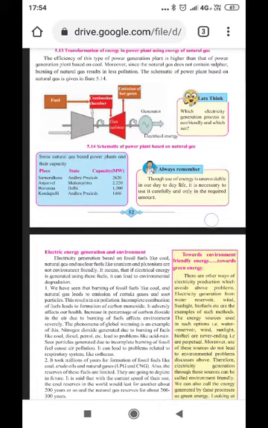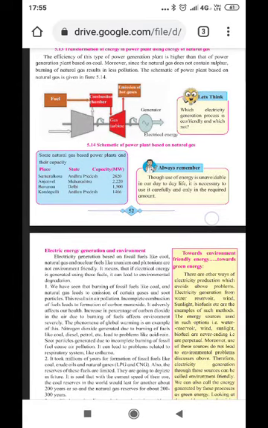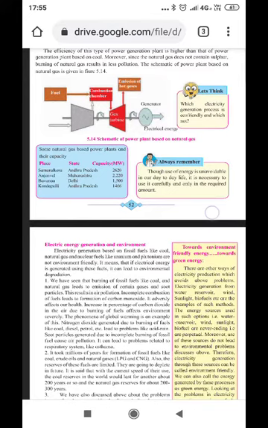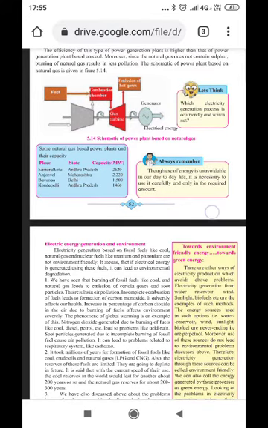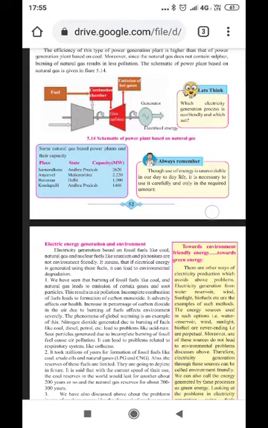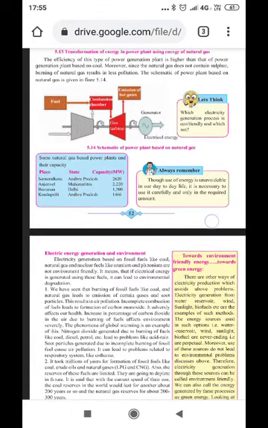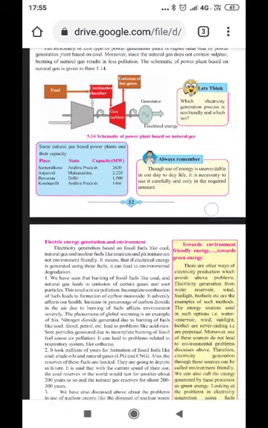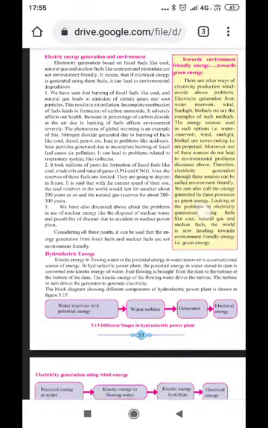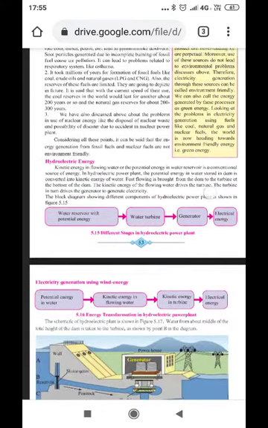Moreover, since natural gas does not contain sulfur, the burning of natural gas results in less pollution. The schematic diagram of the plant based on natural gas is shown here. Since sulfur is not there, oxygen will not combine with sulfur, and harmful gases like sulfur dioxide and trioxide will not be emitted, and therefore the pollution will be very less as compared to coal. So it is better than using coal to produce electricity. Now, electric energy generation and environment. Here, this part is omitted at least for this year.